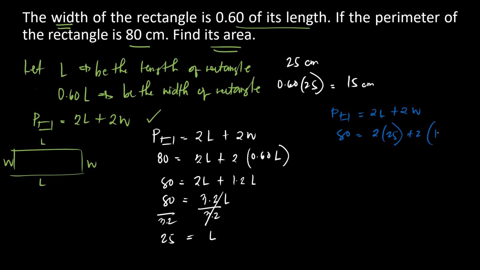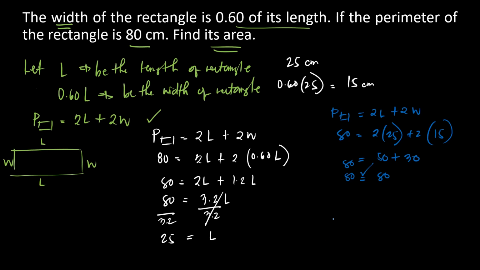Our width is 15. Dapat mag-i-equal to class sa 80. 2 times 25, we have 50. Plus 2 times 15, we have 30. Add them together, you will have 80. So, correct. So, yun yung counter check natin.